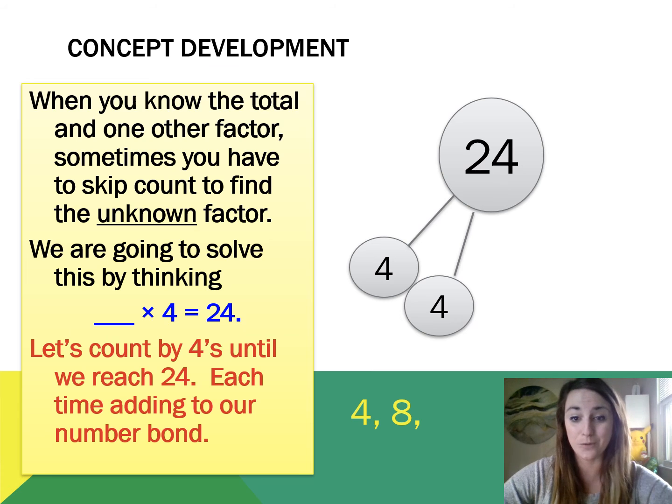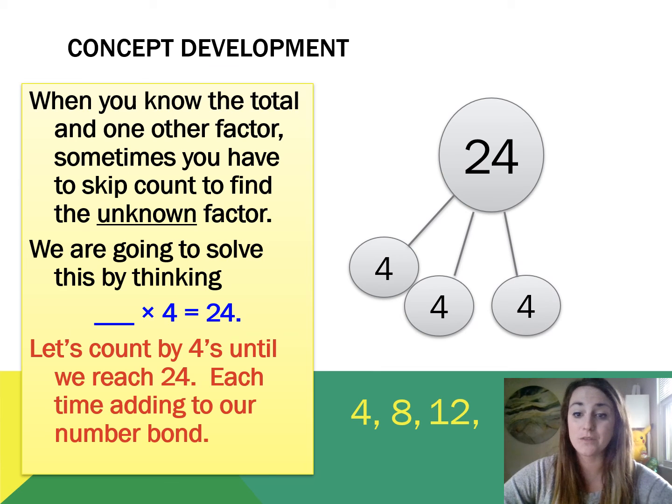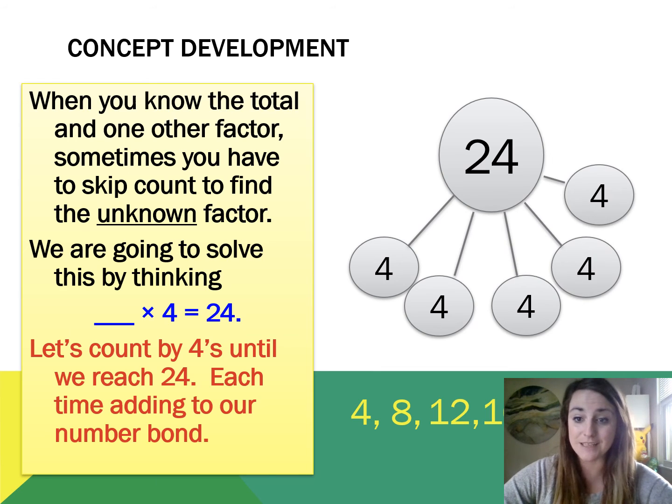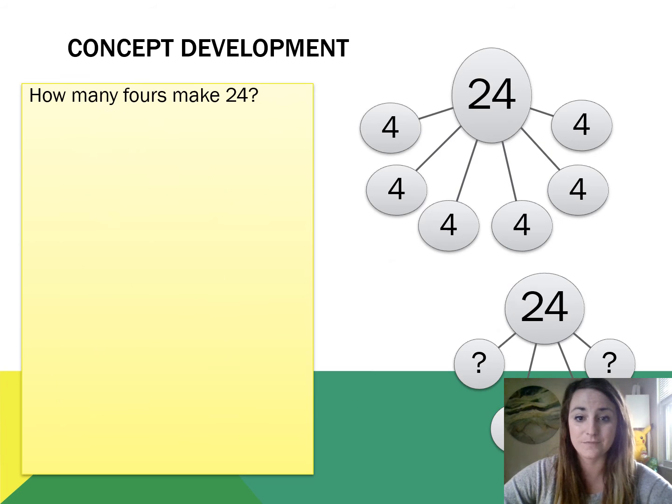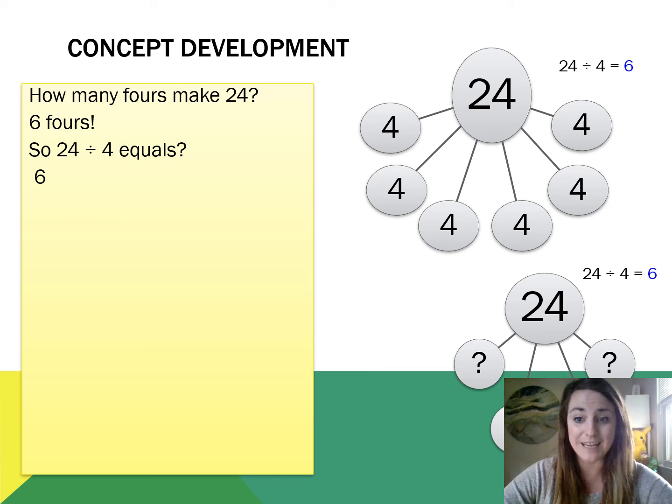Let's go. 4, 8. Notice I added on to my number bond, I put another 4. 12, 16, 20, 24. How many 4s make 24? 6 4s. 24 divided by 4 equals 6.